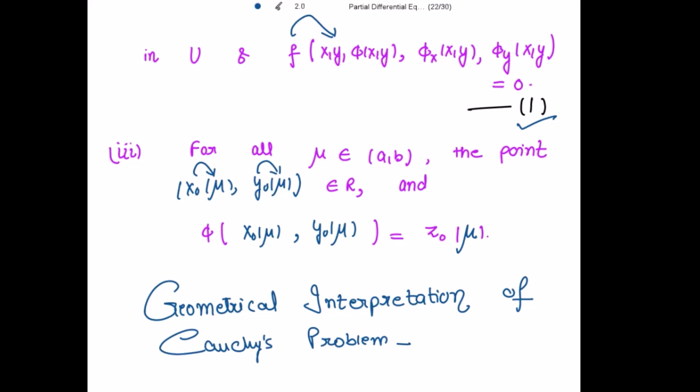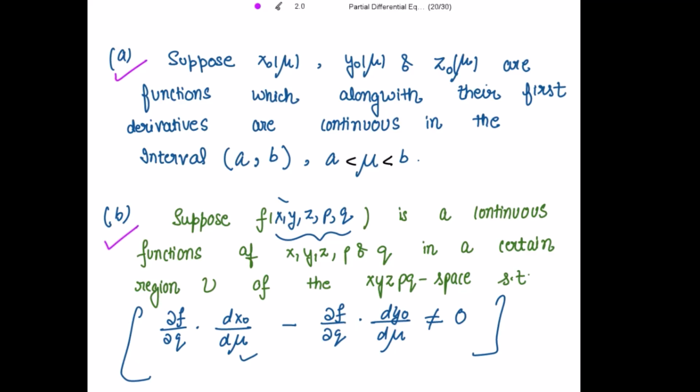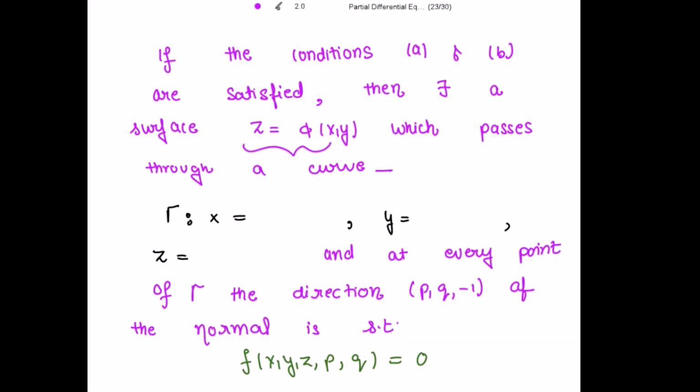Alright, next is the geometrical interpretation of Cauchy's problem. If the conditions A and B are satisfied, that is, if x naught, y naught, z naught are functions which along with their first derivatives are continuous in this interval, where mu is lying between A and B, and also this condition is satisfied, then there exists a surface z equal to phi xy which passes through a curve tau such that x equal to x naught mu, y equal to y naught mu and z equal to z naught mu. And at every point of tau, the direction p, q, minus 1 of the normal is such that f of x, y, z, p, q is equal to 0.